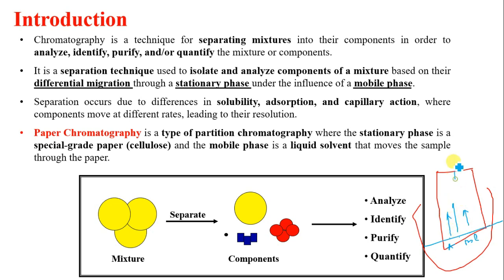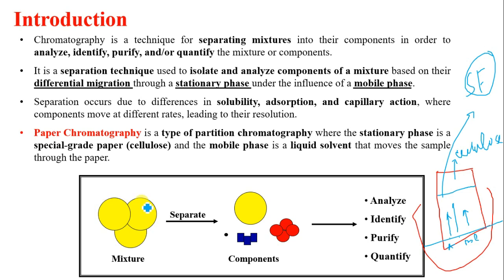Our stationary phase is cellulose, and our mobile phase is a solvent, let's say distilled water or any kind of solvent that we want to take. Now, if the compounds have high affinity with the stationary phase, the rate of migration with respect to the solvent front will be less. This migration of the solvent is known as the solvent front, that is, how much the solvent has migrated with respect to your stationary phase.